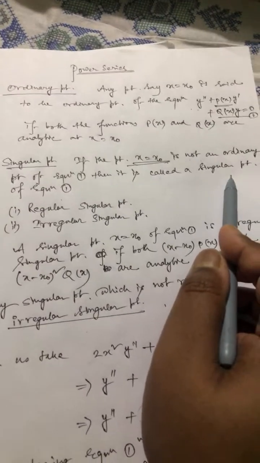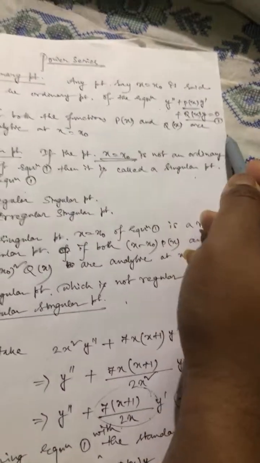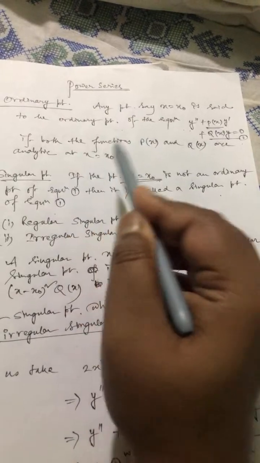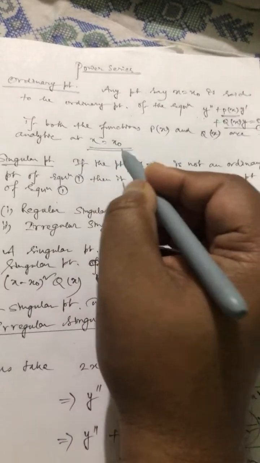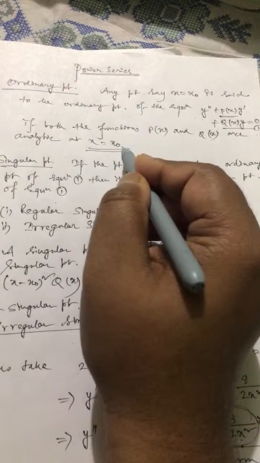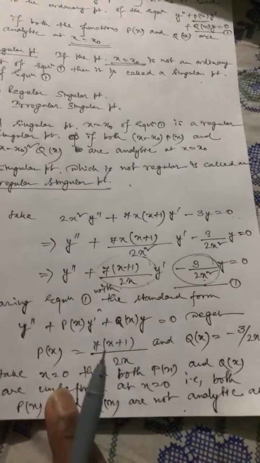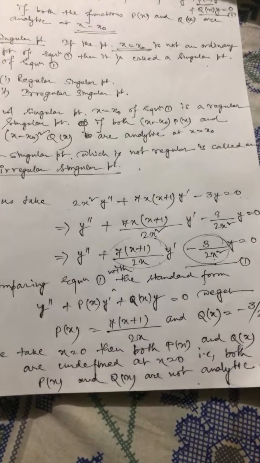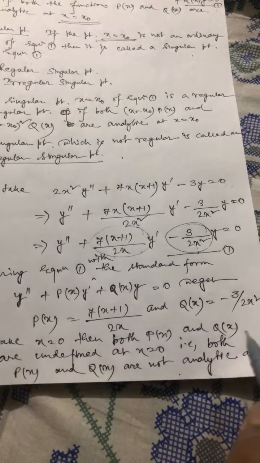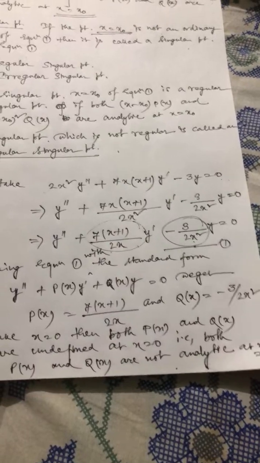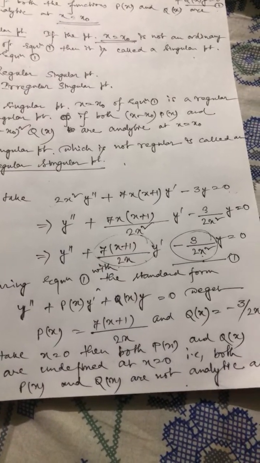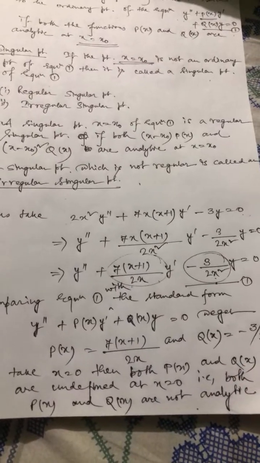And what was the criteria of becoming an ordinary point? It will be an ordinary point corresponding to this differential equation if both the functions p(x) and q(x) are analytic at x equals x naught. In this present example, we can consider x naught is 0. So here at x equal to 0, we have seen both p(x) and q(x) are not well defined, or you can say they are not analytic at all. That means definitely x equal to 0 is not going to be an ordinary point. So you can say it is nothing but a singular point.